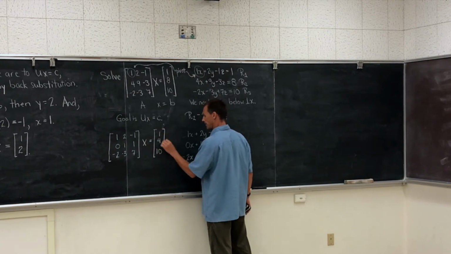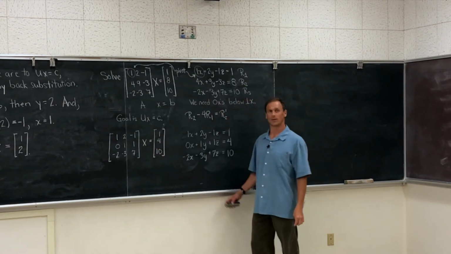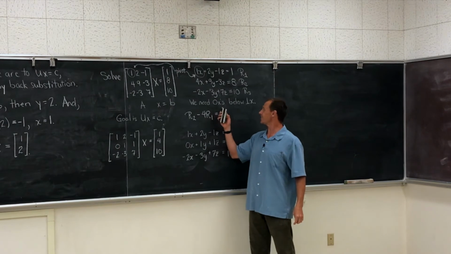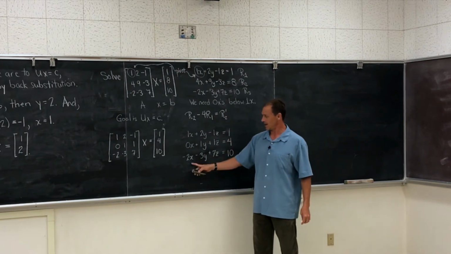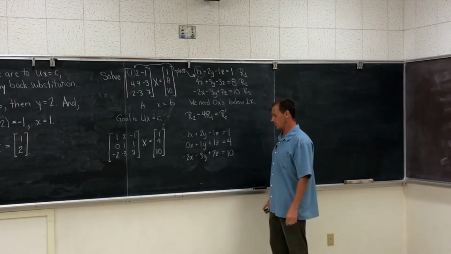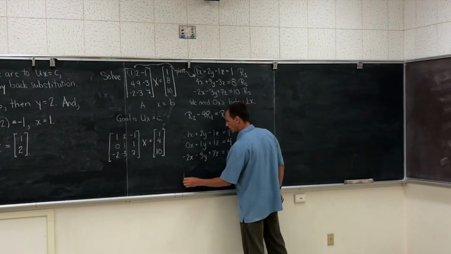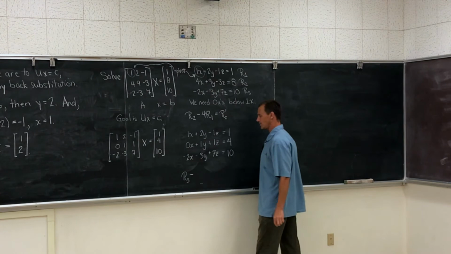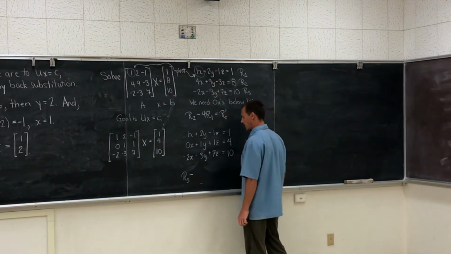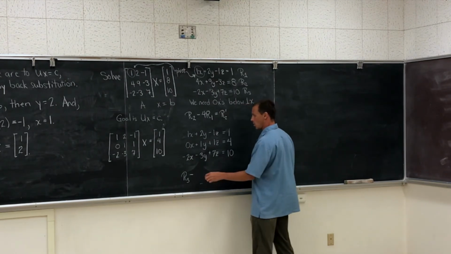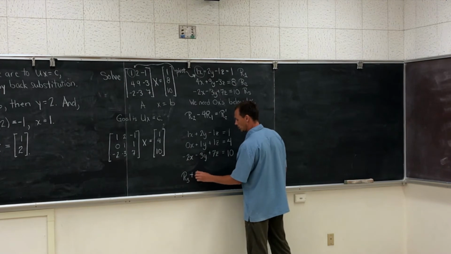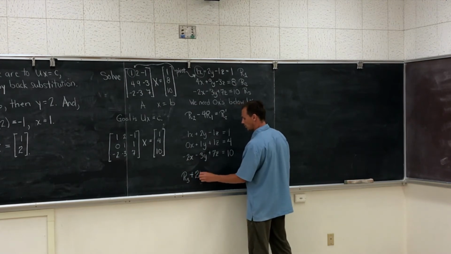Now, we haven't gotten to our goal. We need 0 x's below the 1x. We still have that. We're not done. So we can affect that as well. Well, now we're going to work on row 3. And we're going to do that by what? How about plus 2 times row 1.